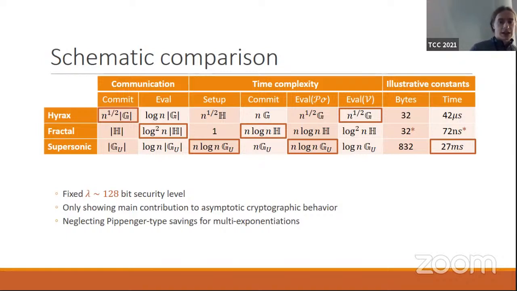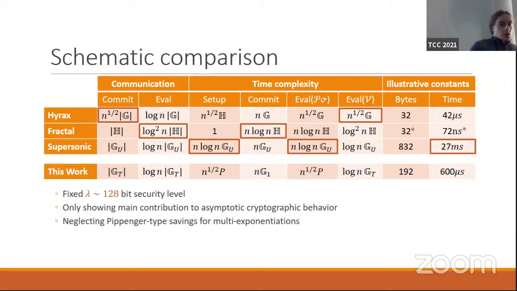So, as is traditional, I have a table that looks like this, and I'm going to have to tell you what this work does. The main difference is we're going to require a pairing. But once you give me that pairing, everything else cleans up. So we have logarithmic time to evaluate, logarithmic space, and setup and evaluation on the prover side are running in square root, which is quite nice.